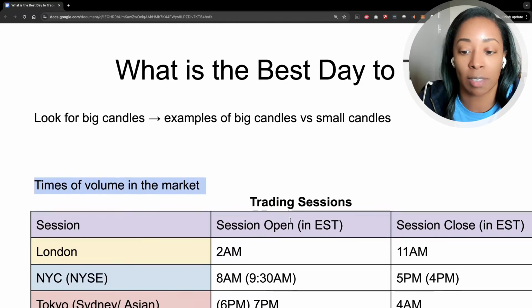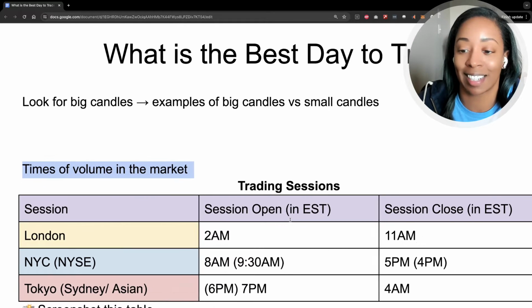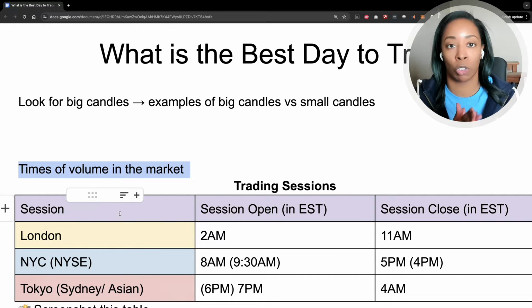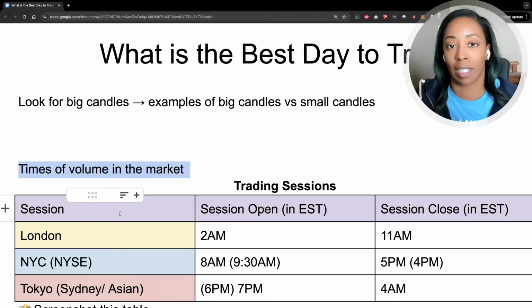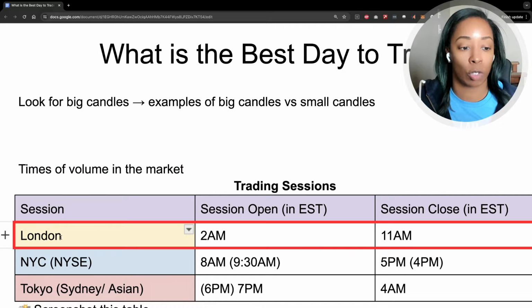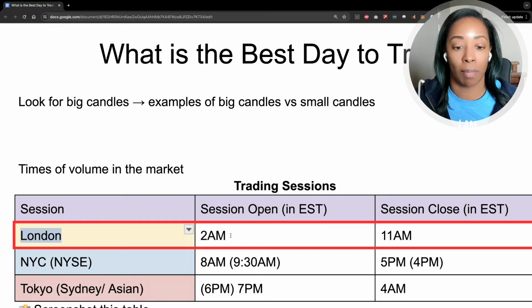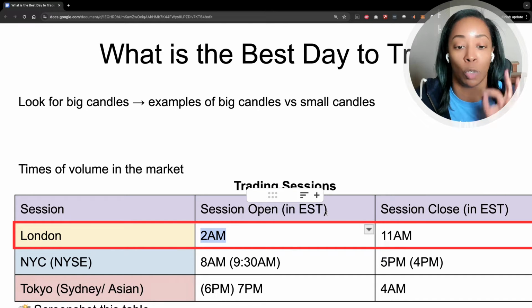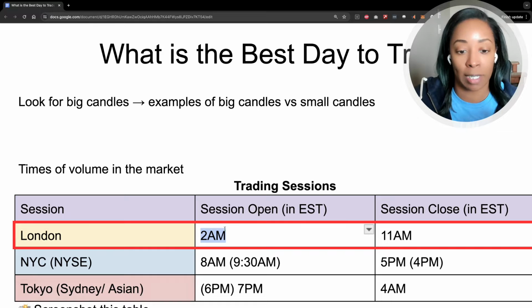So this is where this little table is gonna come into play. One thing when it comes to trading either the forex market, stock market, whatever market you're trading, there's gonna be really high volume times and then really low volume times. So say for instance, if you're trading the London session, it is 2 a.m. This is all in Eastern time, USA.